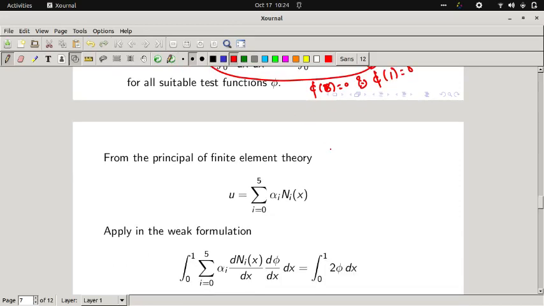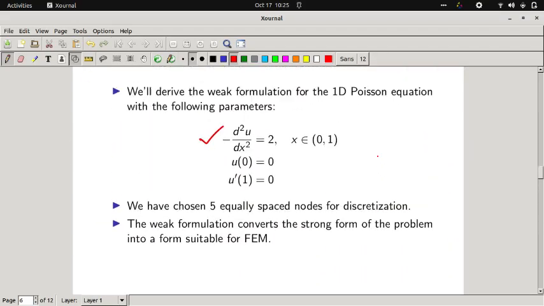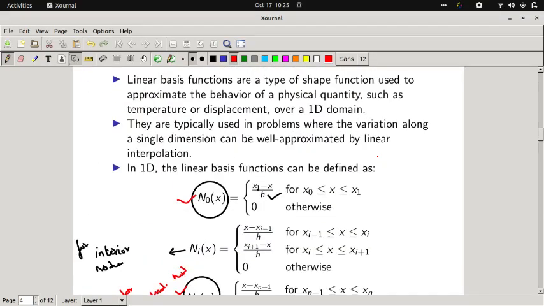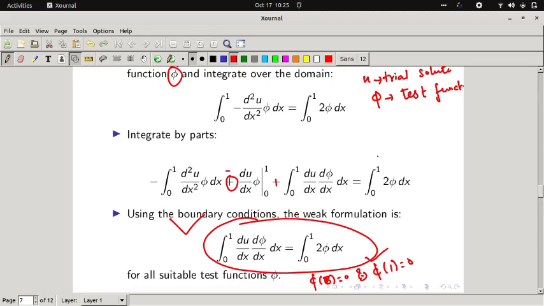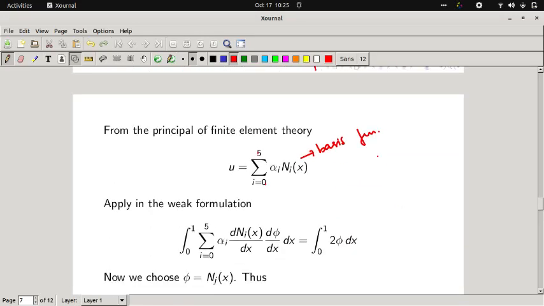Now, from Rayleigh-Ritz theory, u can be written as the sum for i equal to 0 to 5 of alpha i times ni of x. Here ni of x is the basis function, which we already defined in the previous slides. I starts from 0 to 5, so totally 6 basis functions will be there.